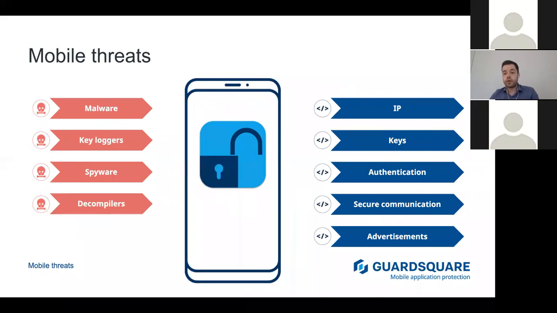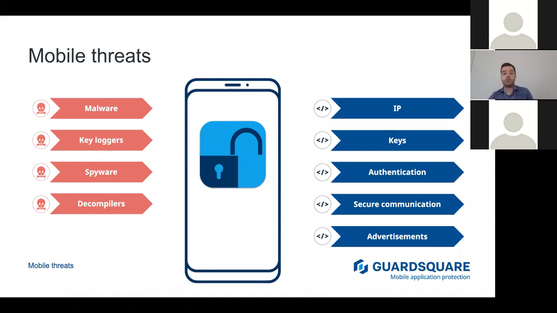These mobile threats can come from anywhere. There might be malware installed on the device, but also keyloggers or spyware may be present that try to sniff the data that the user enters into your application. Besides malware, keyloggers, and spyware, also malicious users or reverse engineers might try to decompile or interact with the app themselves in a way that they are not supposed to interact with it.